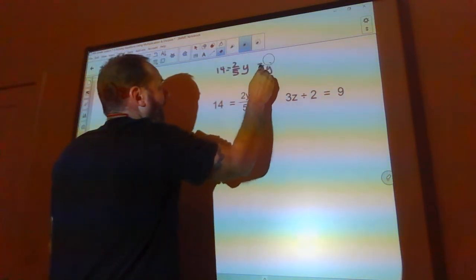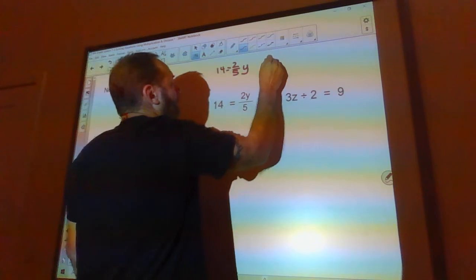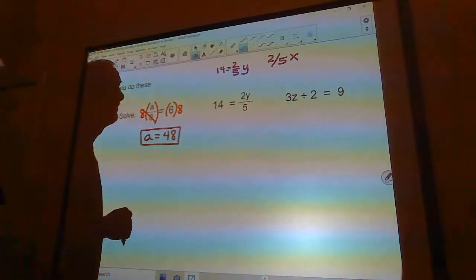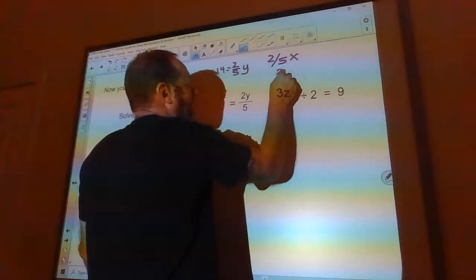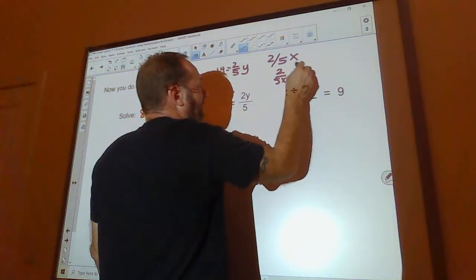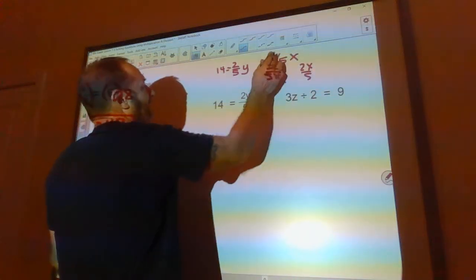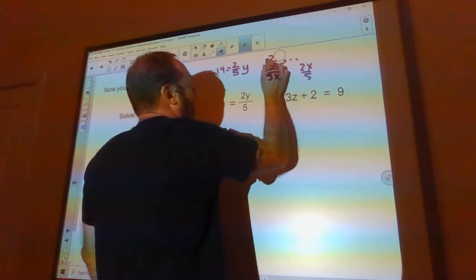This is why I do not like it when students write fractions like this. Because this looks to be 2 over 5x when really it probably means 2x over 5. So do not get in the habit of writing your fractions like that in algebra class.